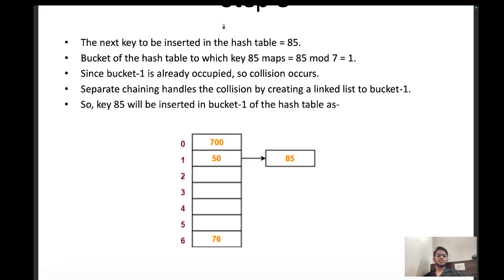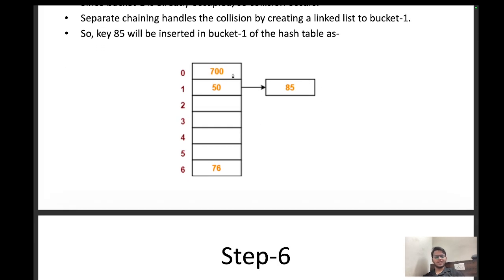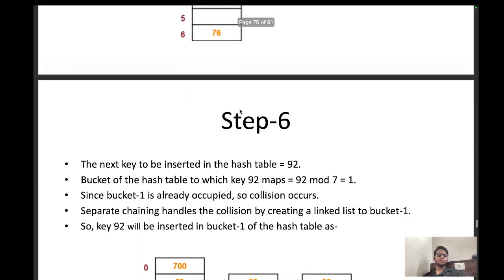The next key in the table is 85. The bucket of the hash table for 85, so 85 mod 7 is 1. Since bucket 1 is already occupied, a collision occurs. Separate chaining handles the collision by creating a linked list at bucket 1, so key 85 will be inserted in bucket 1 of the hash table. So that's the idea which I was explaining to you.